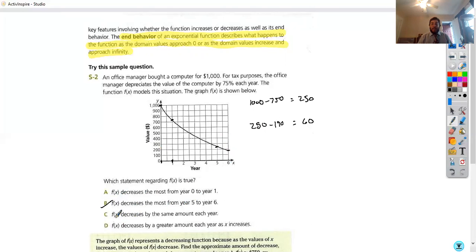C, f of x decreased by the same amount each year. Well, we saw that it's different between years 0 and 1 and 5 and 6, so that's not our answer. And f of x decreases by a greater amount each year as x increases. So as our x's increase, does it decrease by a greater amount? No, because between years 5 and 6, it was actually less than between years 0 and 1, which means that it decreased the most from years 0 to 1.